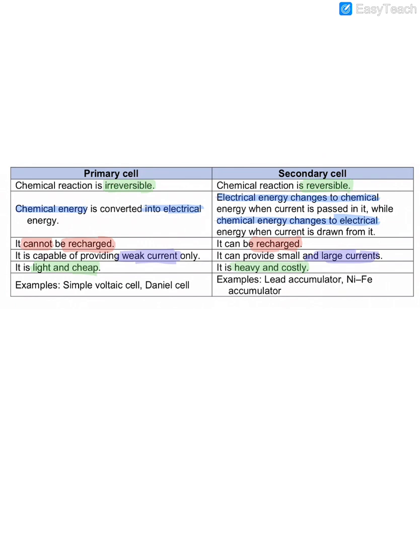And the last thing, guys, is the examples. The examples of primary cells are the simple voltaic cell and the Daniell cell. These cells are named after the scientists, Volta and Daniell. That's why they are named like that. In secondary cells, there is the lead accumulator. Lead accumulator basically means the car batteries, or even the nickel iron accumulator.